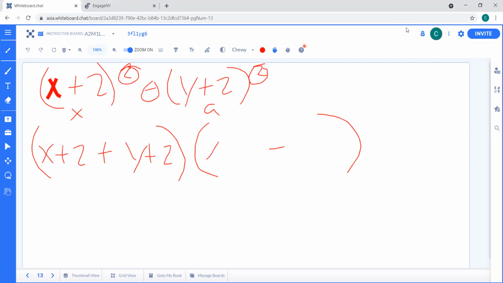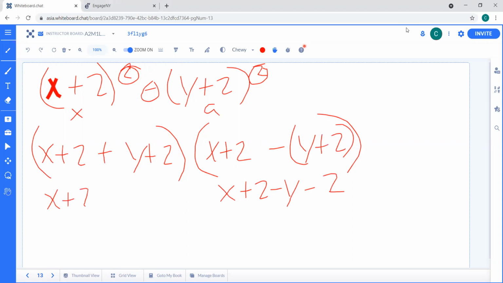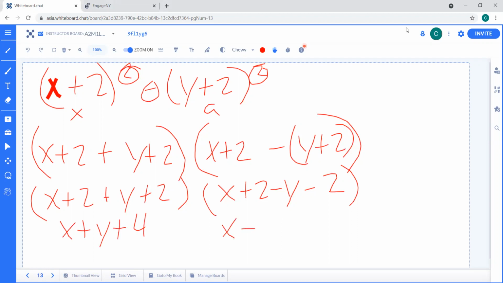Now here we're going to have x plus 2, and just put it in parentheses again, and then we can work it out. Okay, so this is x plus 2 minus y minus 2. And this is just our regular term here. Now we got to combine some like terms. So we'd have x plus y plus 4, x minus y. That's it, because these are going to cancel. And that's all we can do. That's it. It's not hard.